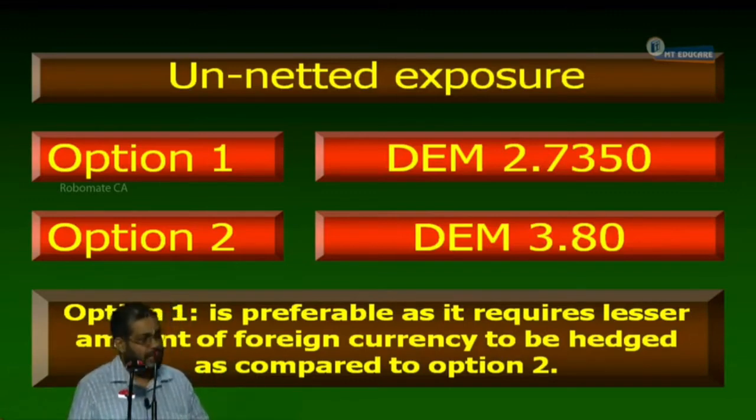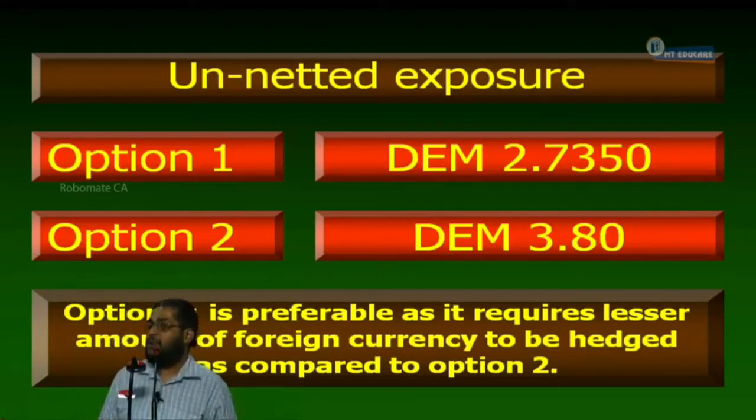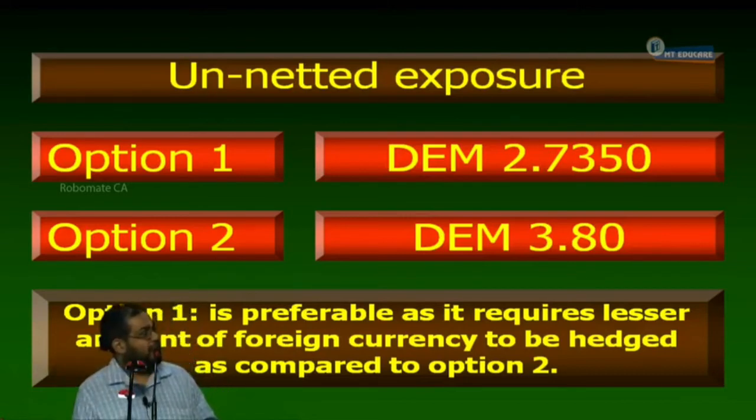Are you following? This is one of the CFA problems, and it also involves hedging. In that problem they tested timing difference tackling, as well as your ability to do the forward hedging or money market hedging. Can I proceed or not? No. Write down notes.